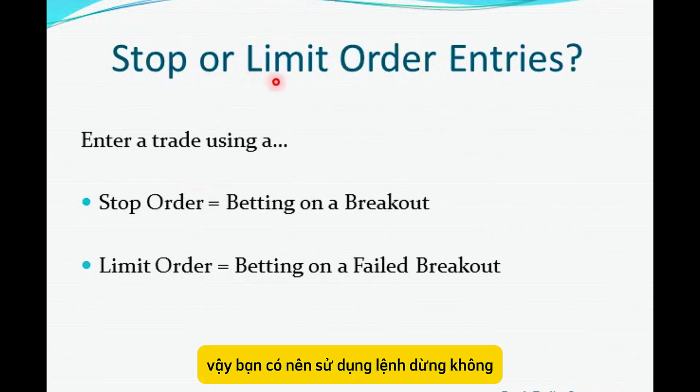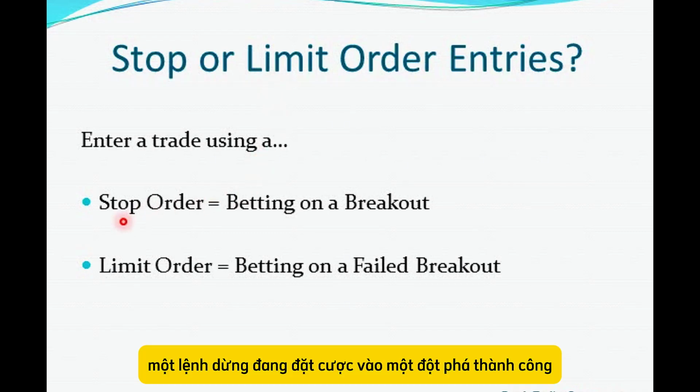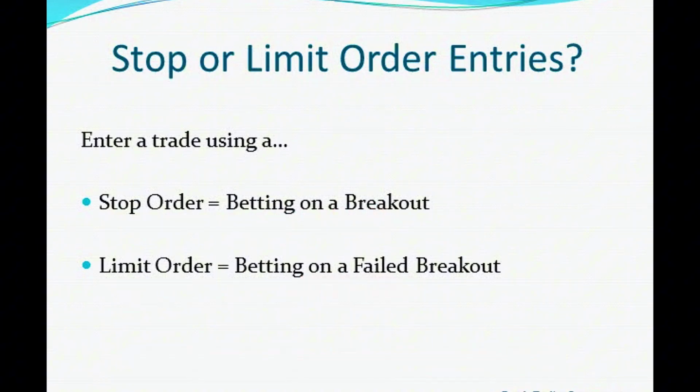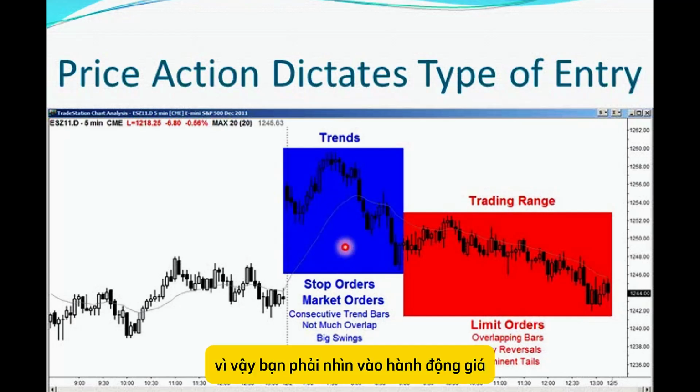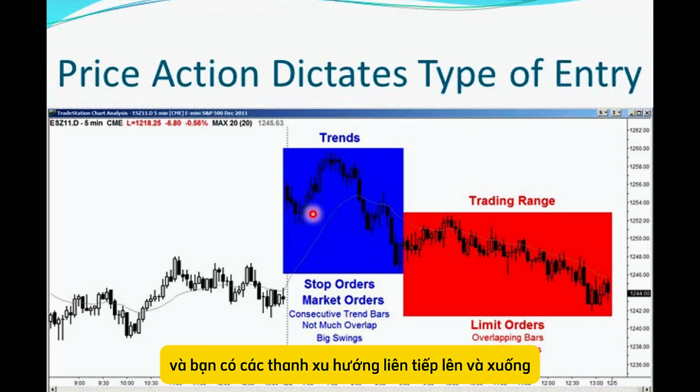So should you be using a stop order or a limit order to enter a trade? A stop order is betting on a successful breakout. A limit order is betting that the breakout will fail. So you have to look at the price action. If the market's having big swings up and down with very little overlap between the bars, and you have consecutive trend bars up and down, that's a great environment for stop orders.